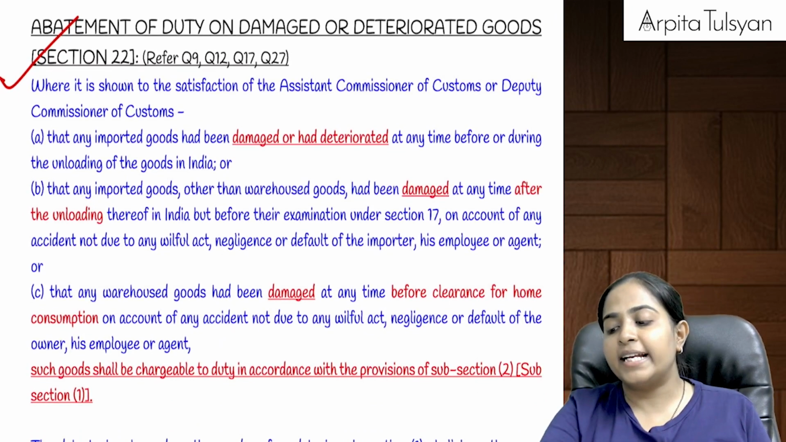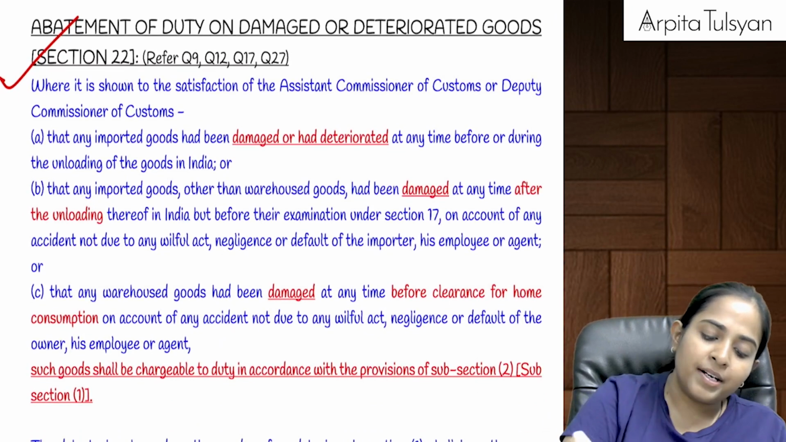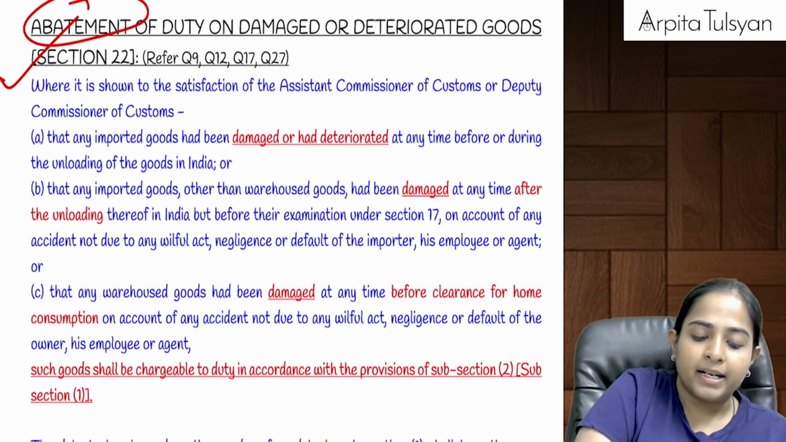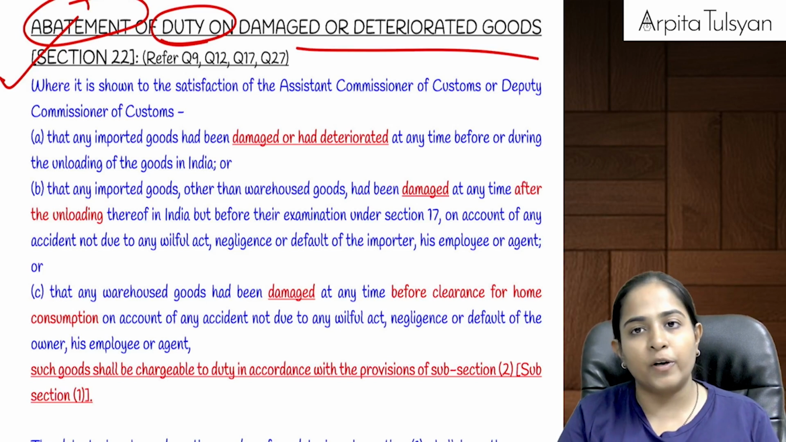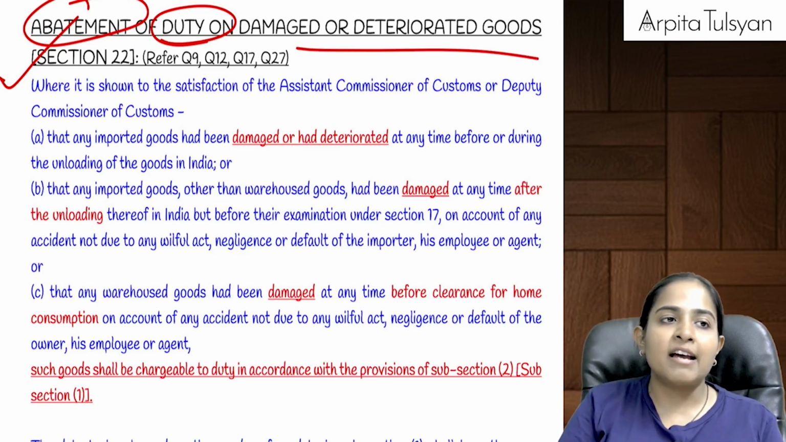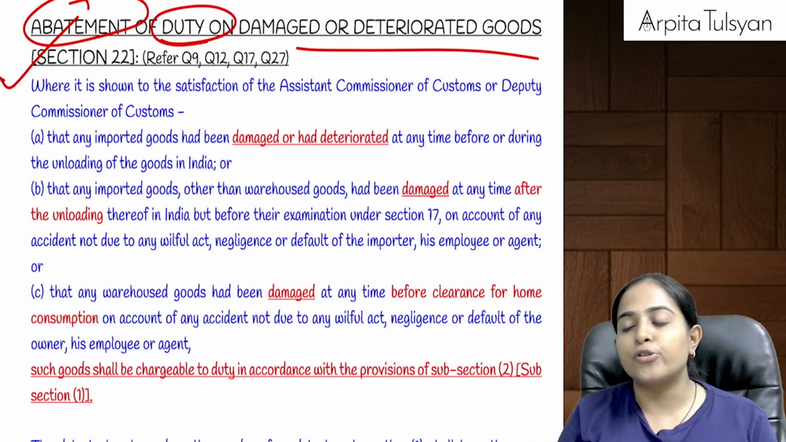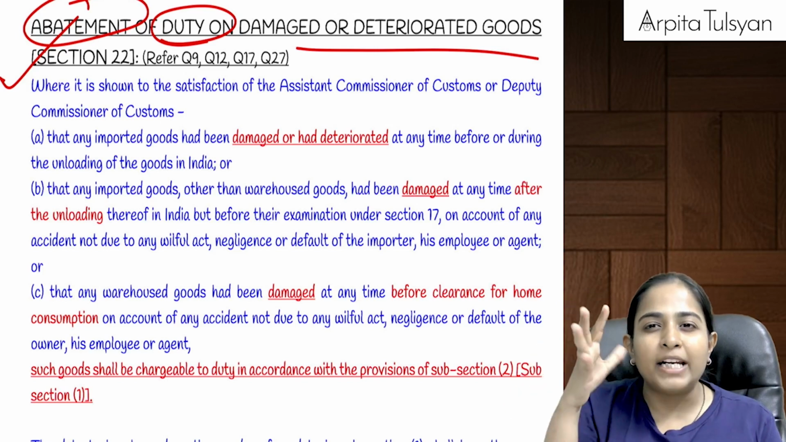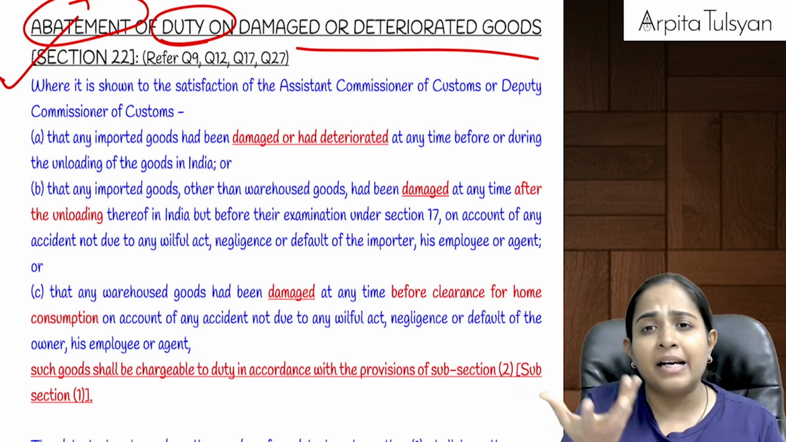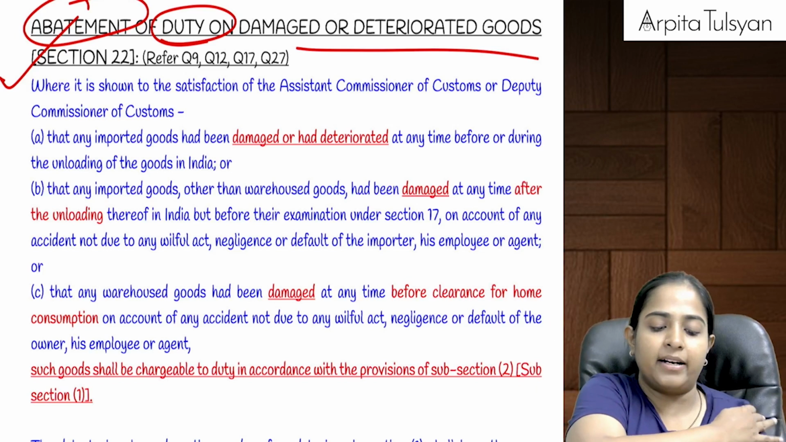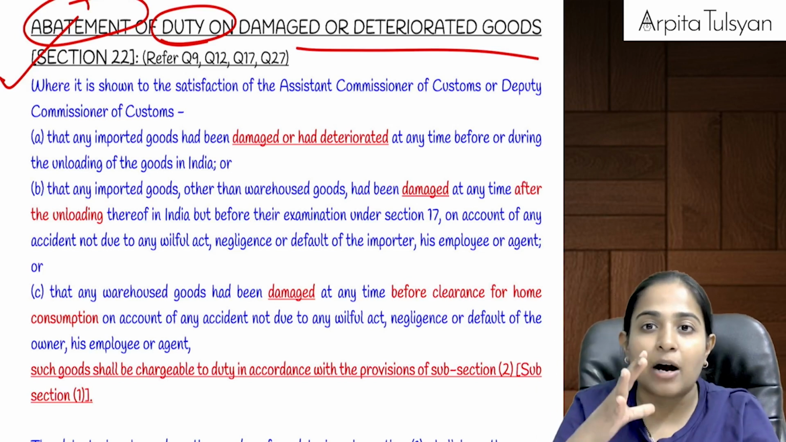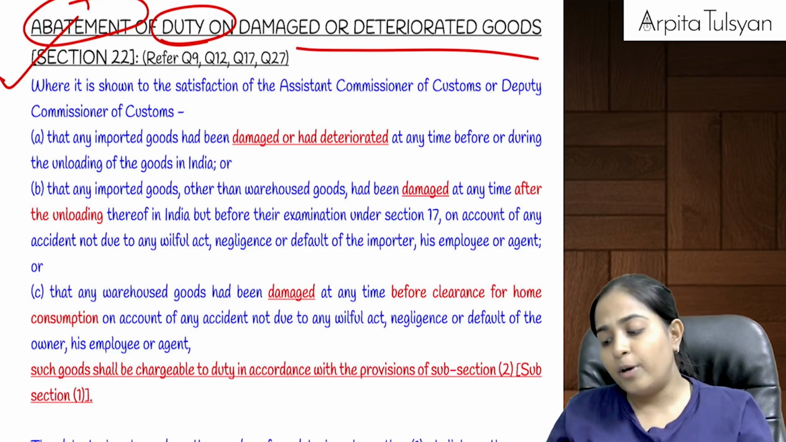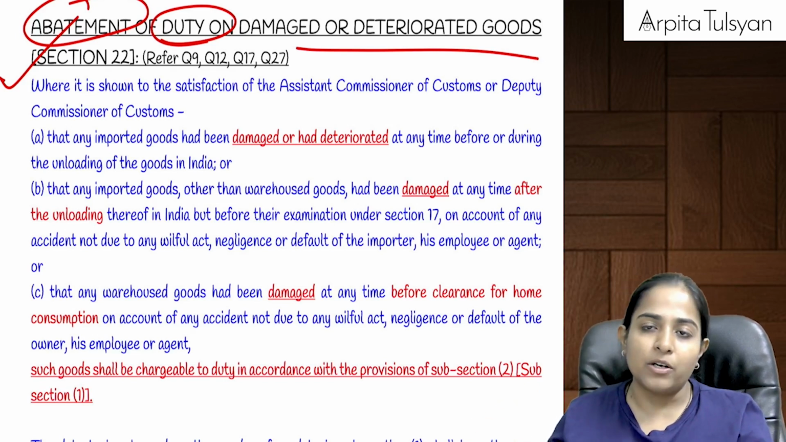Then going on to the next section, that is section number 22. Section 22 talks about abatement of duty on damaged or deteriorated goods. So suppose your goods have been damaged, physical damage has been caused to the goods, or the quality of the goods has deteriorated, for example, it is a perishable kind of goods. Then in such cases, you will get some abatement, some discount in the duty to be paid, but provided you satisfy the AC or the DC.